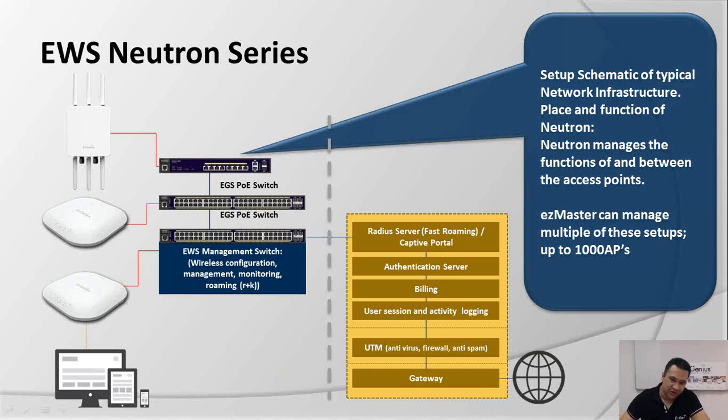Just going through this slide, this is the place where you have the Neutron series, and additional network services like those indicated here are not integrated in the management switch. Actually, we believe that certain functions should be done by dedicated devices like the authentication, the billing, captive portal, logging services, UTM, of course. They should be done by an external device that is dedicated to that. For example, maybe you have a Ucopia access server, or you have a SonicWall UTM. Still, our Neutron series can seamlessly work with all these devices in the network. Okay, so this is about the general Neutron series.